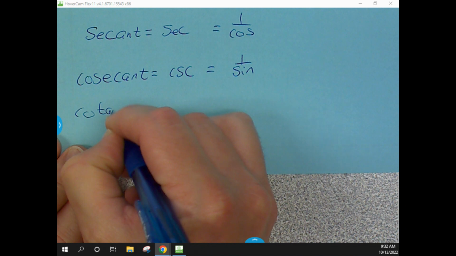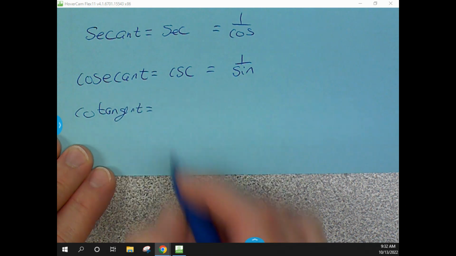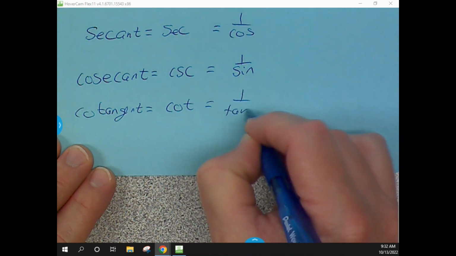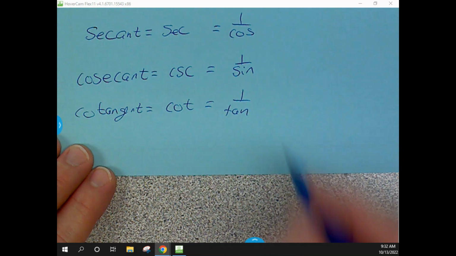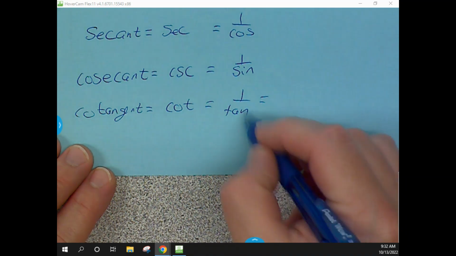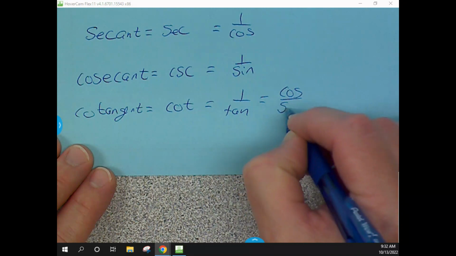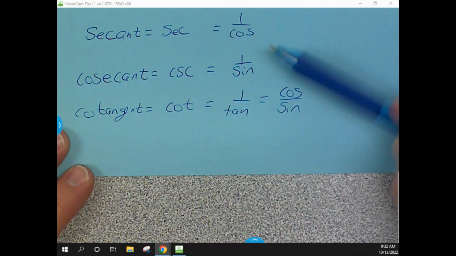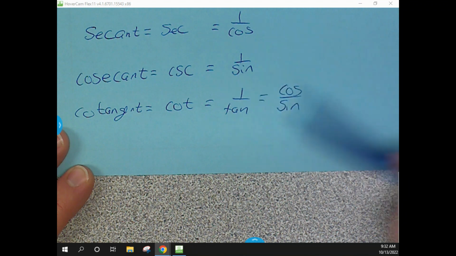And then the last one is cotangent, which for short is just COT. It's 1 over tangent. The good thing about cotangent, though, is instead of writing it as 1 over tangent, you can do the keep, change, flip thing. So instead of it being sine over cosine, it's going to be cosine over sine. So those are the 3 new functions we're going to look at, but they're still going to use sine and cosine to get the answers.